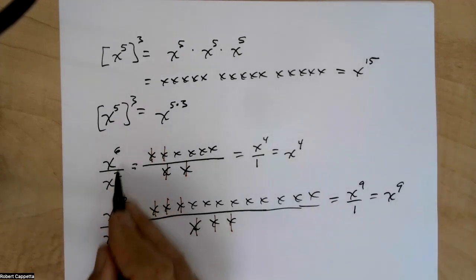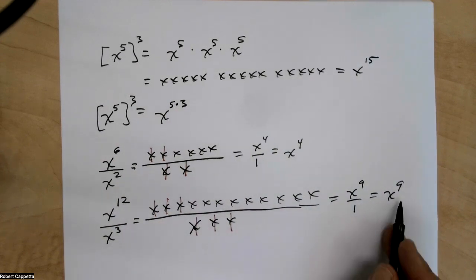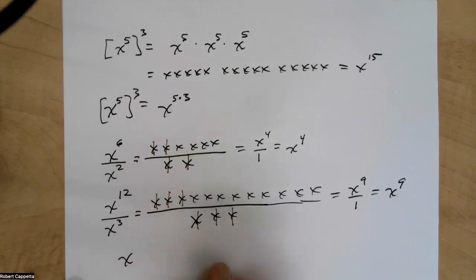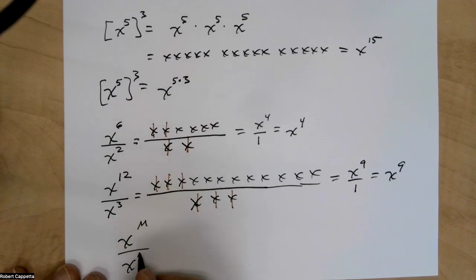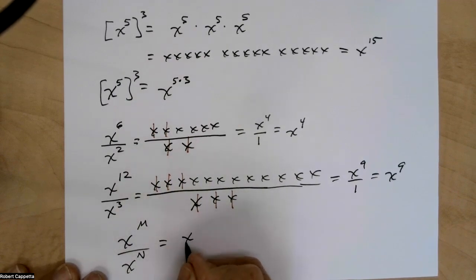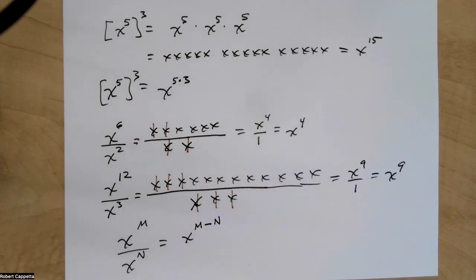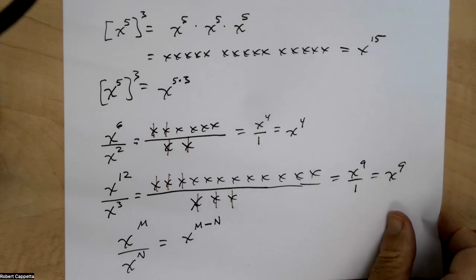Notice, x to the 6th over x to the 2nd is x to the 4th. X to the 12th over x to the 3rd is x to the 9th. Subtract the exponents. So if I have x to the m over x to the n, what will our rule be? X to the m over x to the n will be x to the m minus n. If the bases are the same, you can subtract the exponents. Now, that is going to lead to a very important rule for us. What is that going to be?